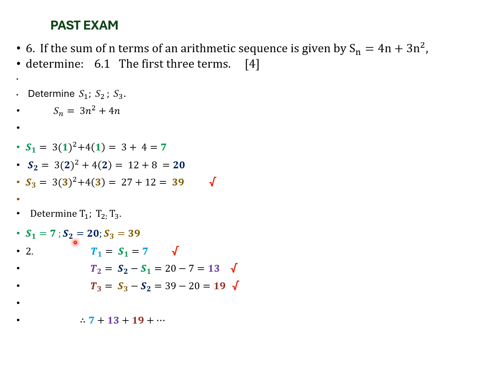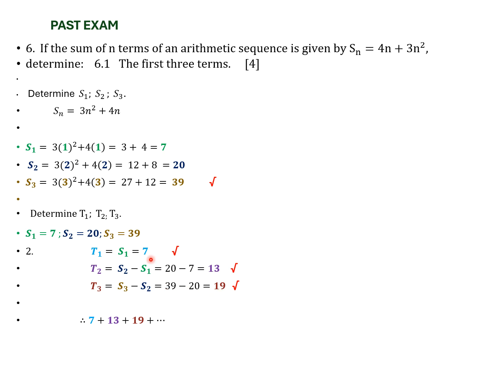To get term 2, remember for the sum to 2 terms, I've added 2 terms. So to get the second one, I'm going to say the sum of 2 terms minus the sum to 1 term. So term 2 equals the sum to 2 terms minus the sum to 1 term: 20 minus 7, which gives me 13. Term 3 equals the sum to 3 terms minus the sum to 2 terms. That's the formula. So 39 minus 20 gives me 19.